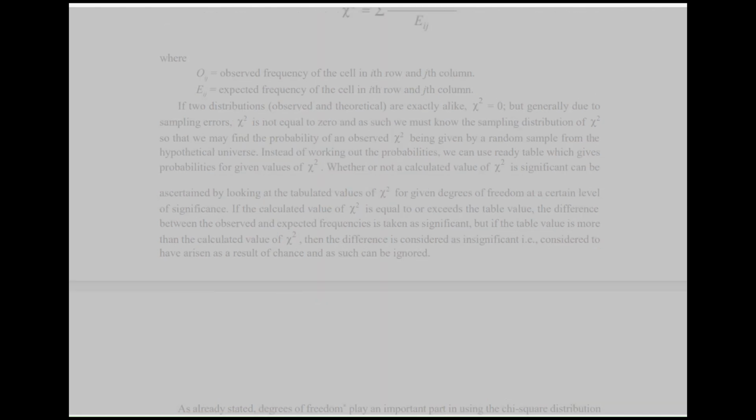χ² is then calculated as follows. Chi-square is equal to Σ (Oij − Eij)² / Eij, where Oij is equal to observed frequency of the cell in ith row and jth column, and Eij is equal to expected frequency of the cell in ith row and jth column.